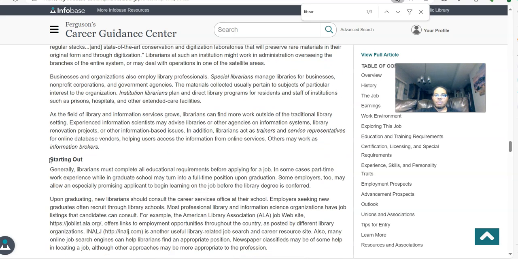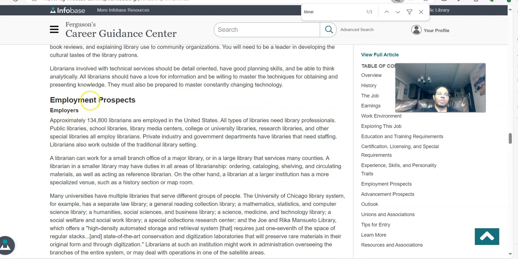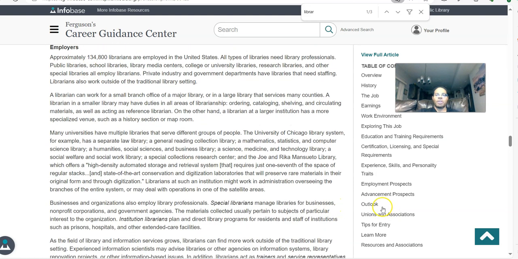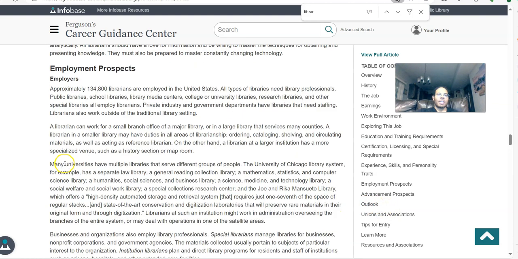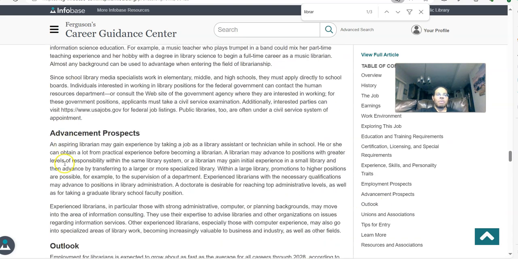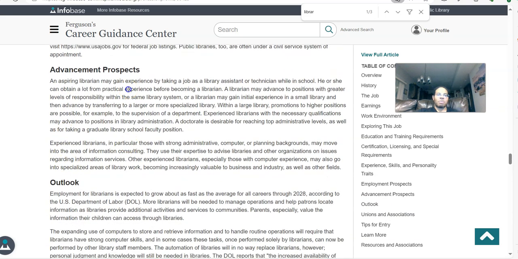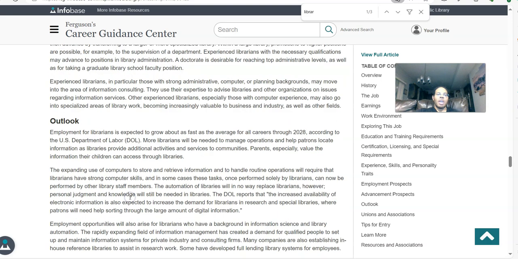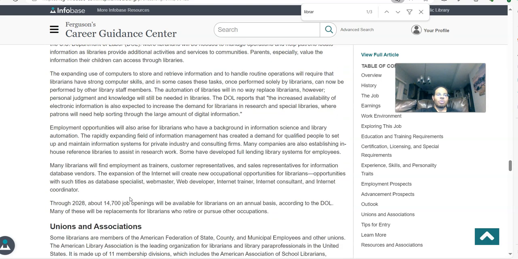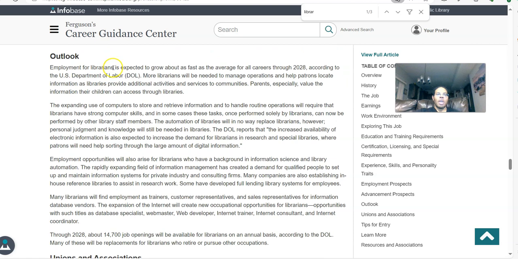So this will tell you some of that. This isn't quite the Outlook area. So this is like prospects, but we will scroll down and get to Outlook in a second there. So you've got employment prospects, you've got advancement prospects, and this will show you how those things go. The Outlook is something that you do want to pay attention to.